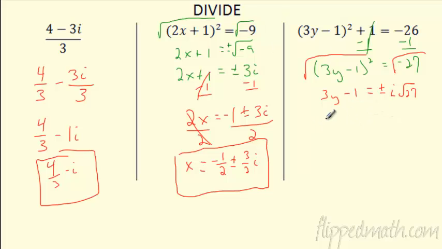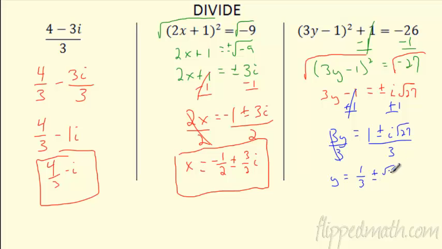What do I got to do next? Well, maybe we'll leave that 27 alone for now. I'm going to add 1 to both sides. So those cancel. So I've got 3y equals, add that 1, plus or minus i radical 27. And then this new step, we're adding this big division step where it cancels that out. We're looking at y equals, let's go ahead and split this up. We've got 1/3 plus or minus the square root of 27 all over 3, and that's times i. So that's pretty good.